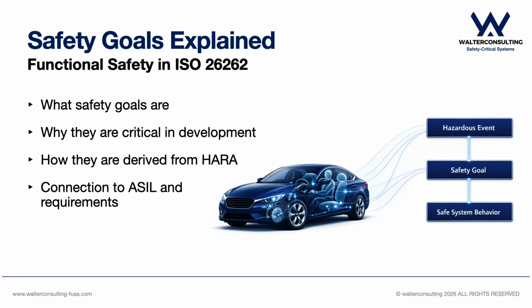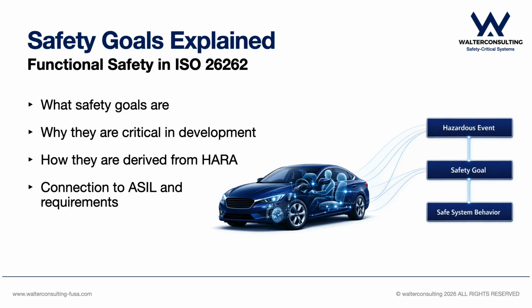In the previous step, risks are identified using HARA. If you haven't seen that yet, you can check out our video on HARA for a detailed explanation. But once the risks are known, an important question remains. What do engineers actually do with these risks? How do they translate them into something that can be implemented in a system?